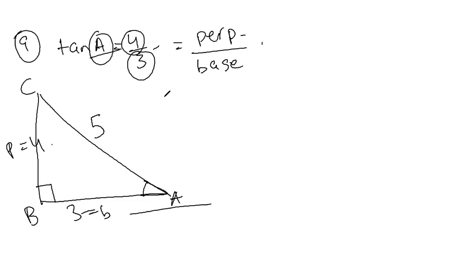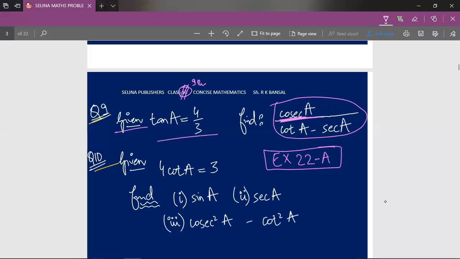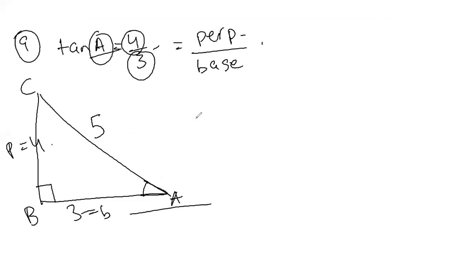Okay. So once we have drawn a figure and calculated, the question is telling us to find cosecant A divided by cot A minus secant A. Now, all you have to do, when you get these reciprocal values such as cot A, secant A, cosecant A, is find their reciprocals. So it is telling us to find cosecant A upon cot A minus secant A.